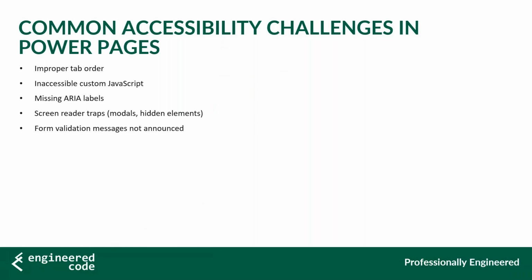Third is missing or incorrect ARIA attributes. This one is subtle. If your modal doesn't have a role equals dialog placement, or it doesn't have an ARIA labeled by, a screen reader has no idea what just popped up. It's like walking into a room with the lights off and no idea where the walls are.